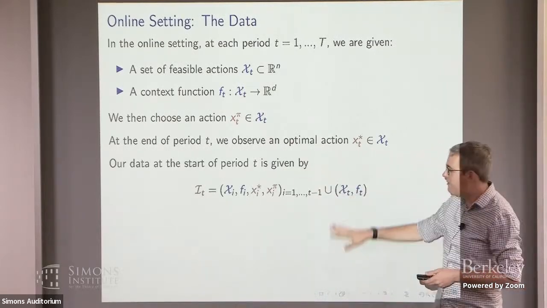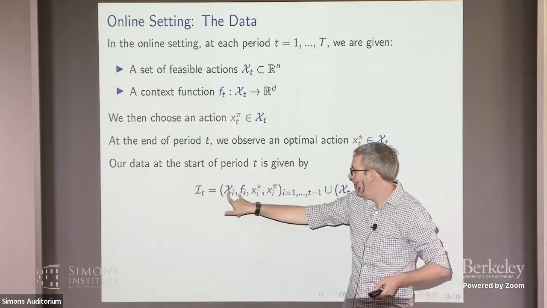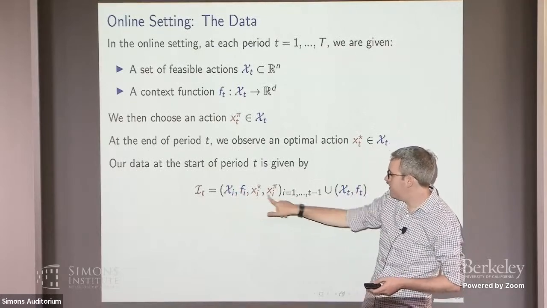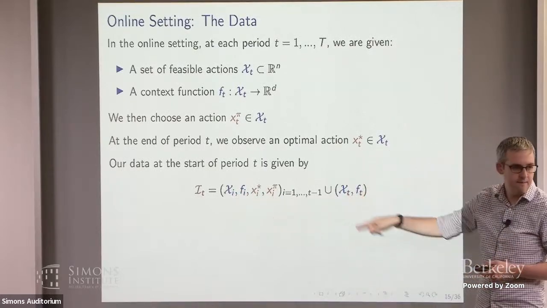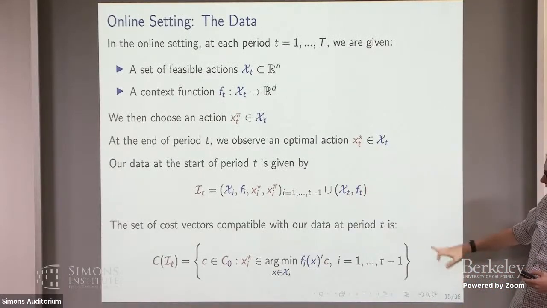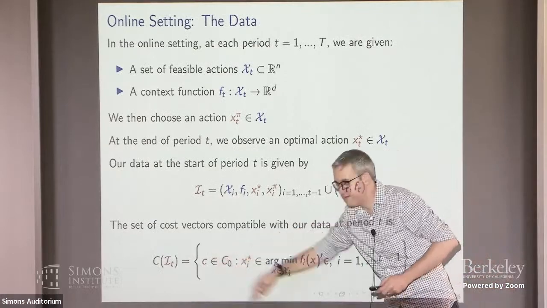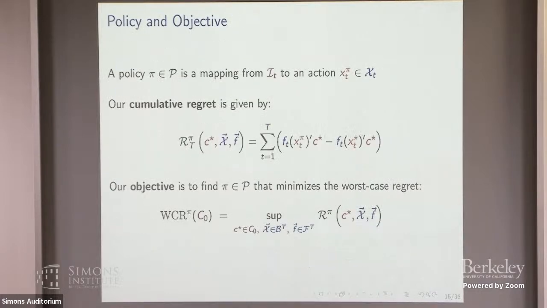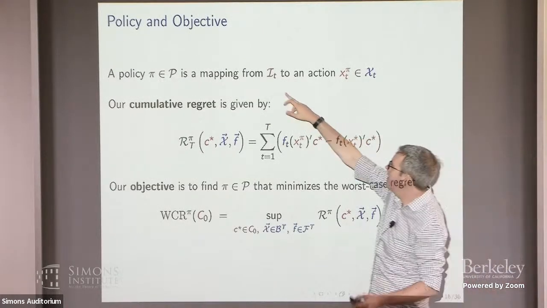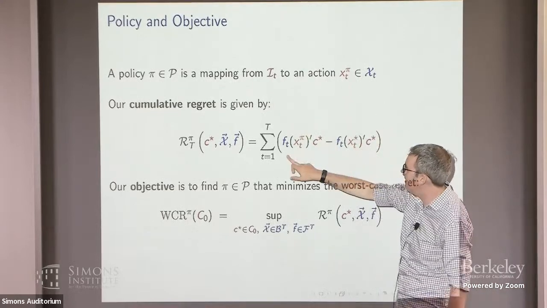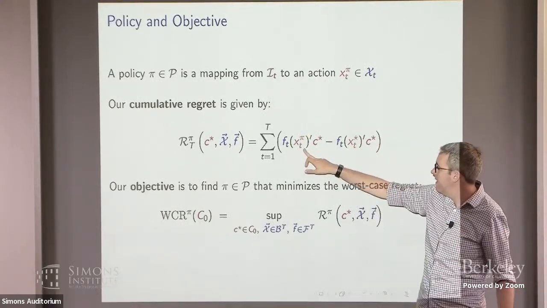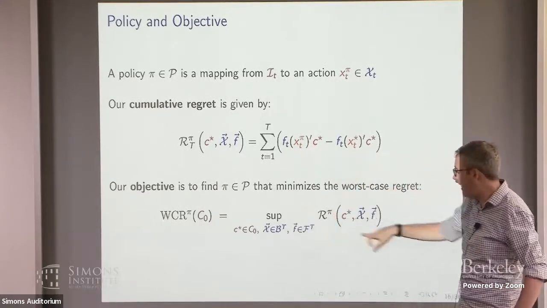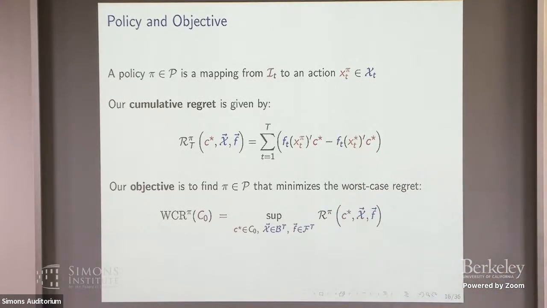And now I can repeat some of the same argument. My information set is now the feasible set of actions, the context function, what nature did and what I did in each period, plus the problem I'm facing today. And I can create, just like before, the set of vectors that is consistent with my information set. A policy is a mapping from the information set to what I should do. And I care about regret, which is very naturally defined as how much I'm losing minus how much nature is losing. My objective is to minimize worst case regret. So nature, again, is adversarial, a bandits kind of thing here.